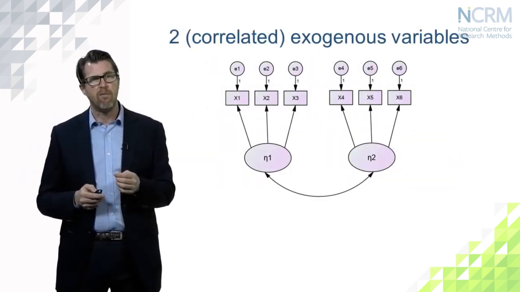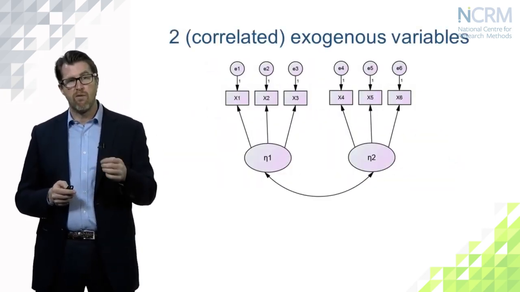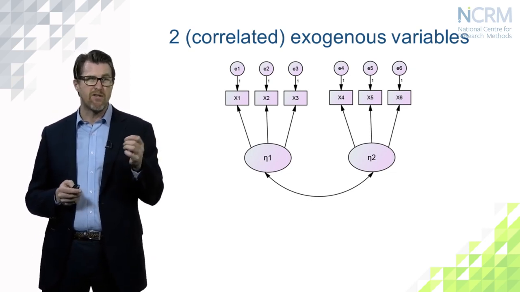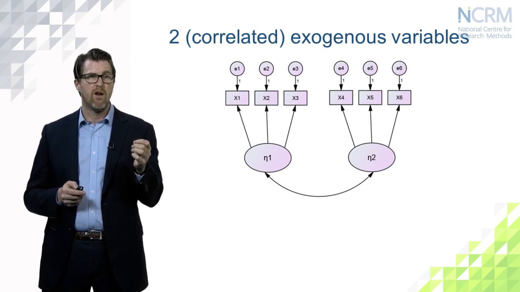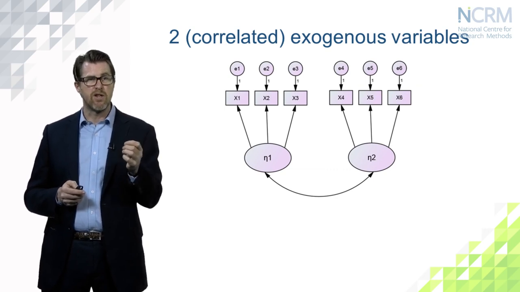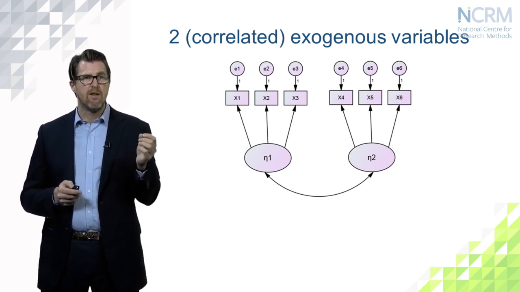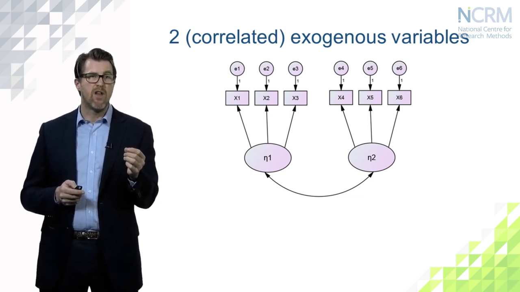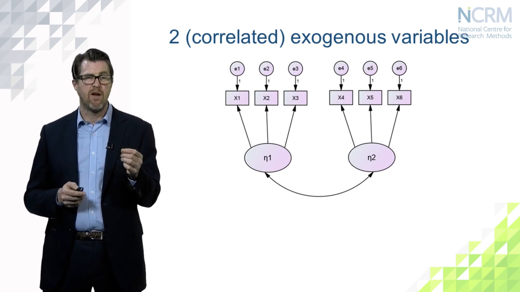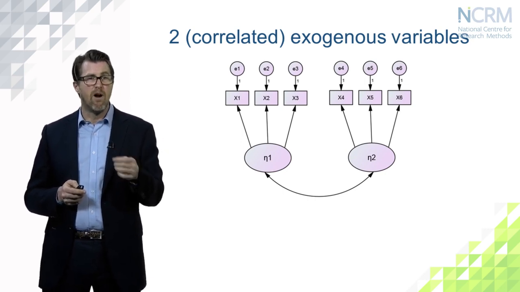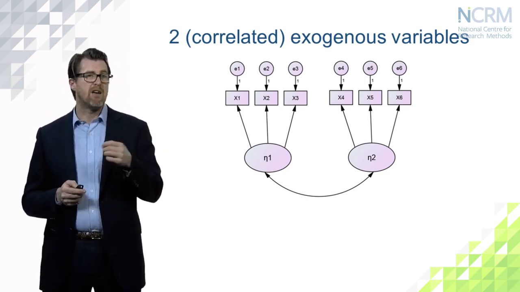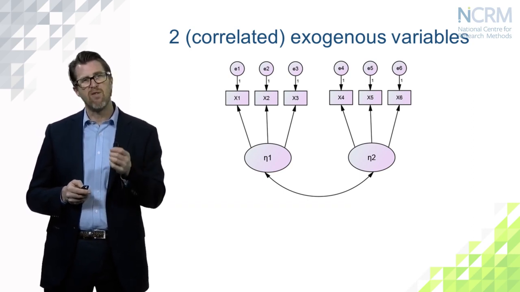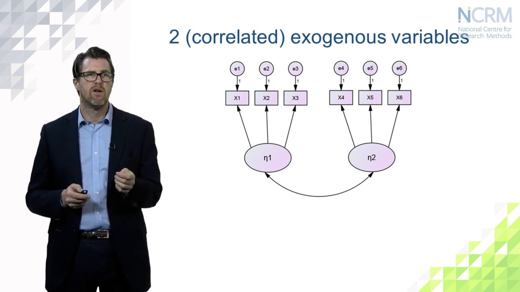In this path diagram, which we've already seen, we can now distinguish what kinds of variables these are. We've got two exogenous latent variables here. They're exogenous latent variables because there is no directional path pointing into either of them. Neither of them, therefore, has an error term. This is just a correlation that we're seeing here. So these are both exogenous in the model.